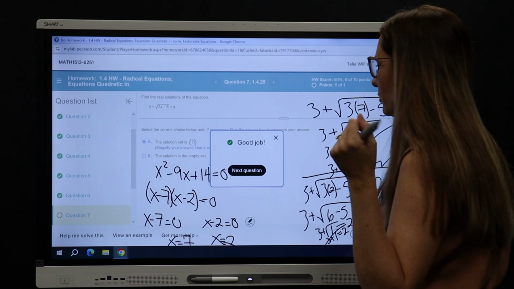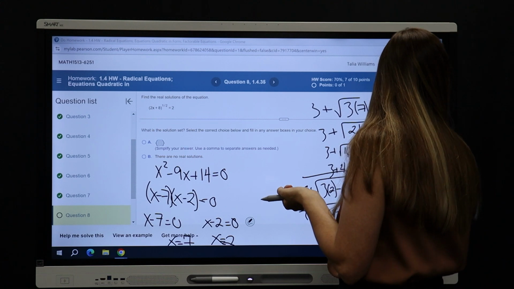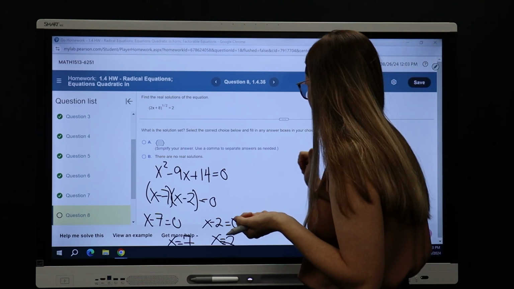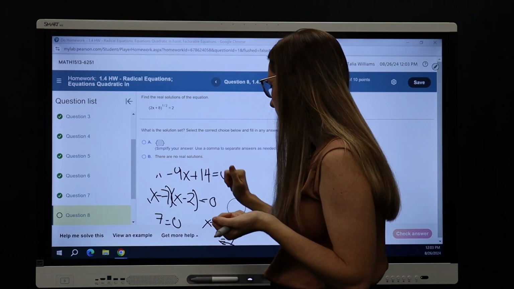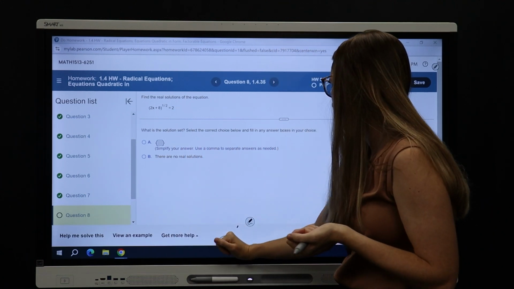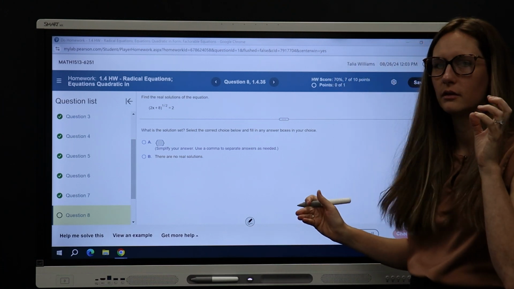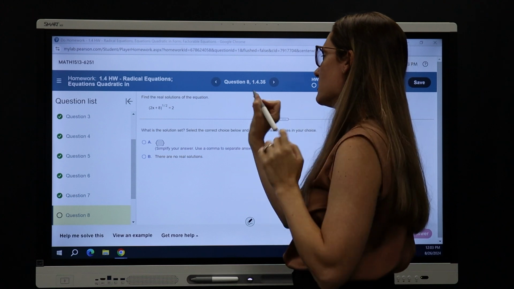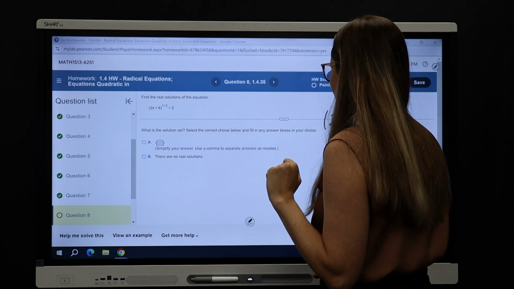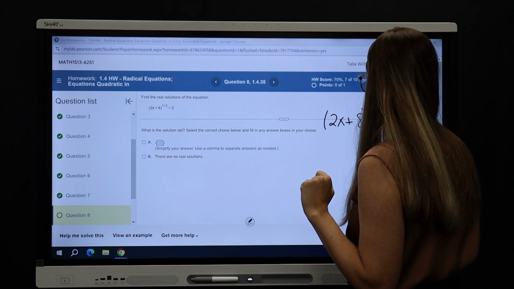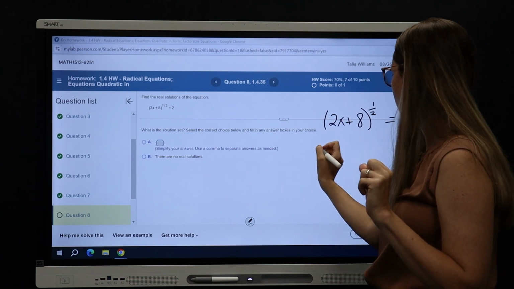I'd make a little note on 7 that only one of them works. Oh, this problem right here, it's just another way to write a radical. So this raised to the 1/2 power is actually the exact same as if it was this.